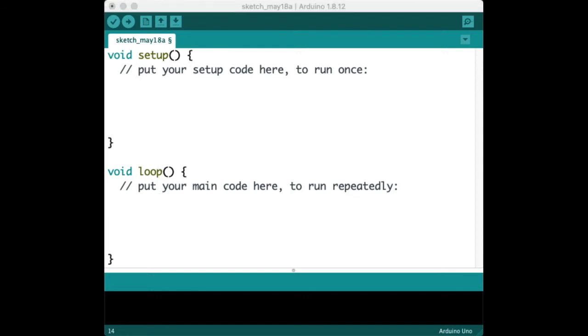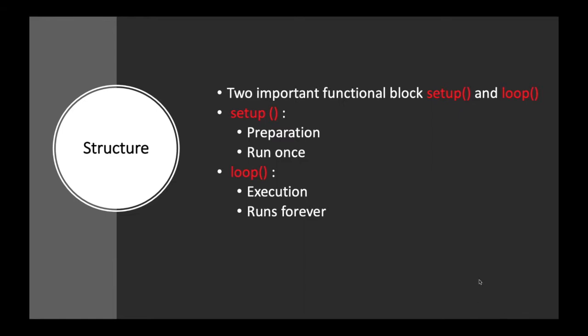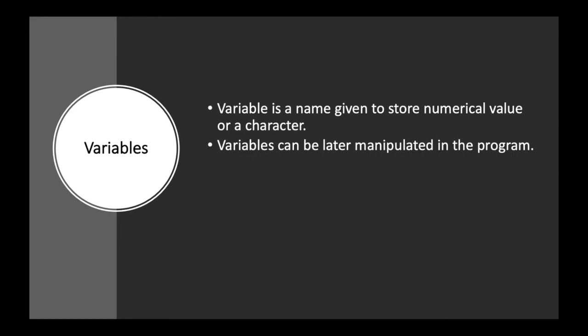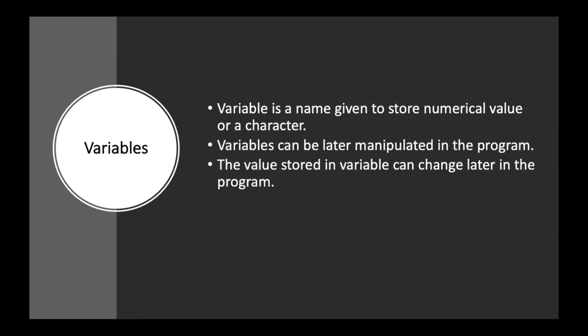All right, so now let's move forward to variables. A variable is a name given to store some numerical value or a character in your program. A variable can be manipulated later somewhere down in the program. Variables can store a value, and this value can change later in your program depending on your manipulations.